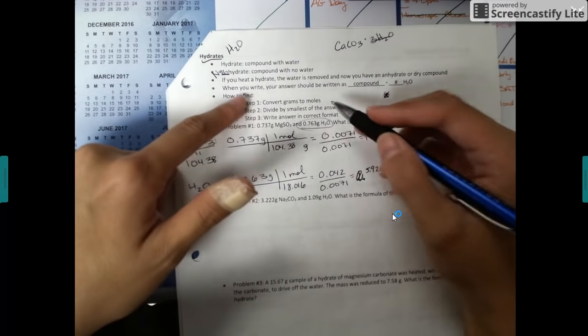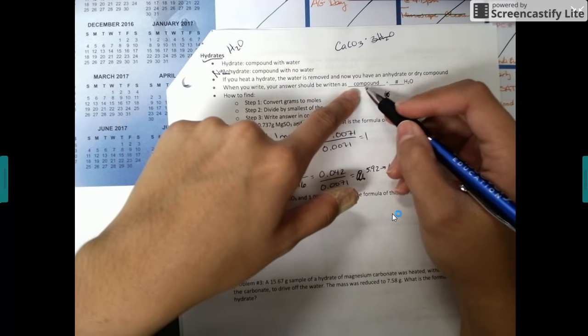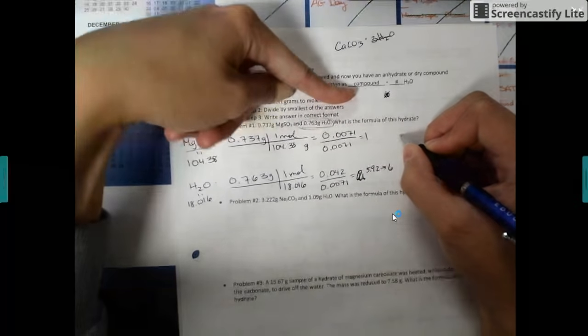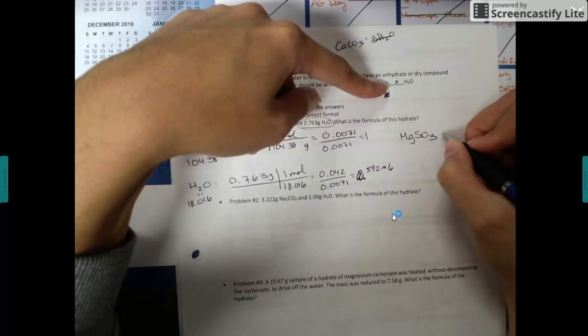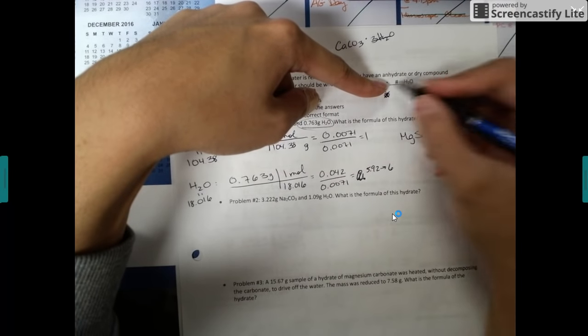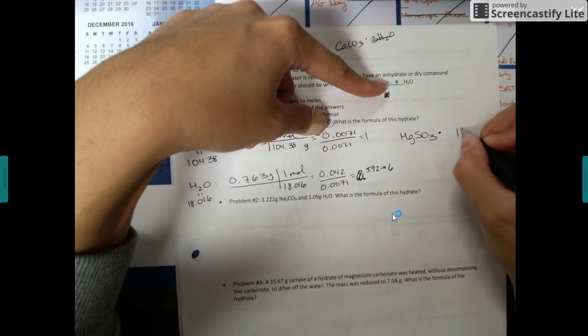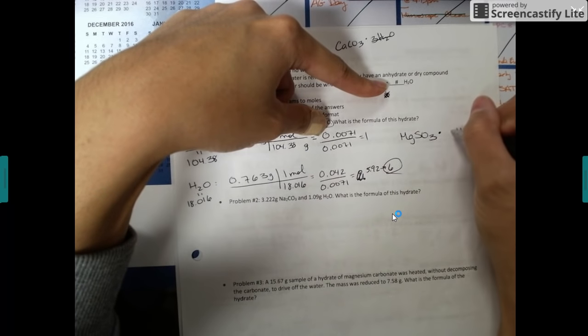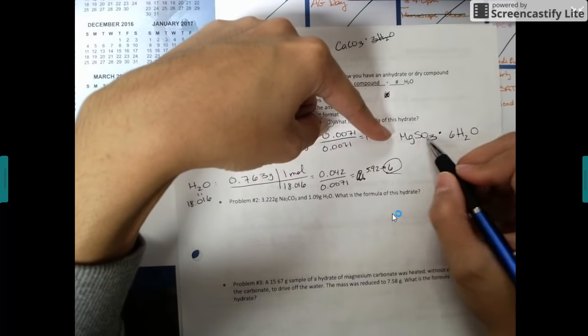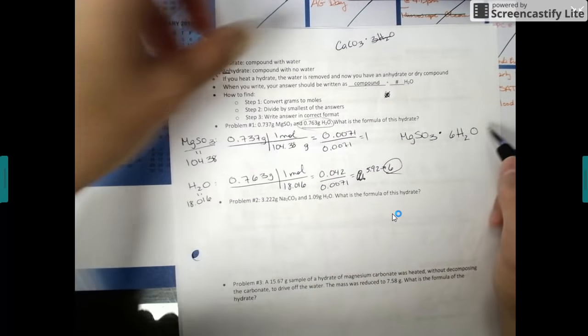So I'm going to write my answer, which should be written as compound, which is MgSO3. That dot, the number, and H2O. So I'm just going to put H2O. The number is going to be the number 6 because for every 1 MgSO3, I've got 6 of the H2Os, right? That's the extent of how difficult these problems get. So pause the video, do the rest of the math.